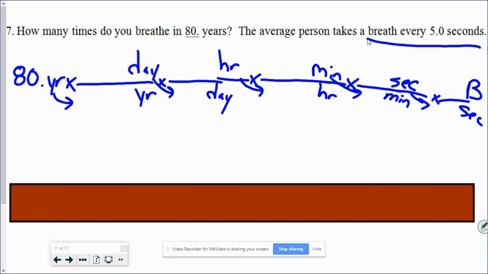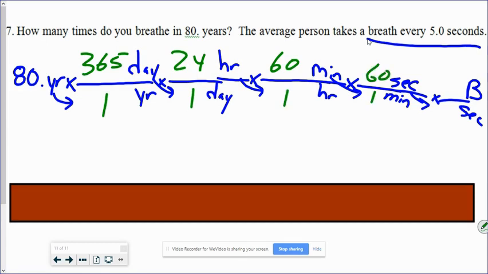All right, now I can put in some numbers. There's 365 days in a year. There's 24 hours in 1 day. There's 60 minutes in 1 hour. There's 60 seconds in 1 minute. And there is 1 breath every 5.0 seconds. All the labels cancel out but breaths. And if I get my final answer, it's a big one.